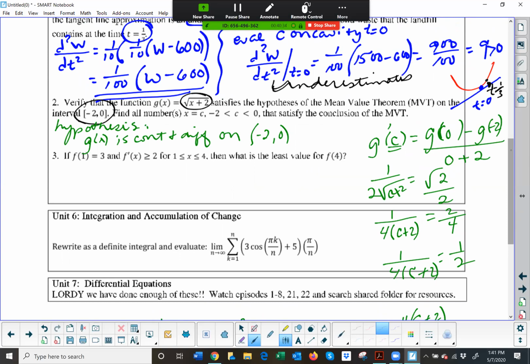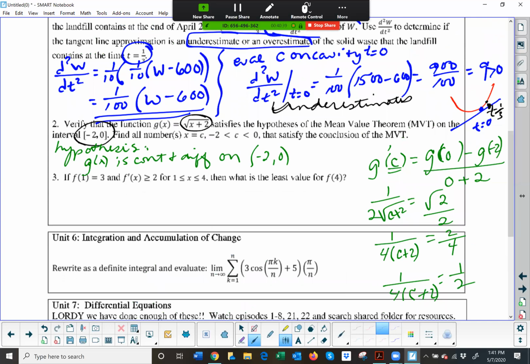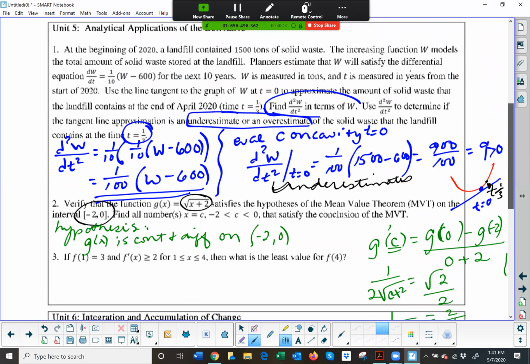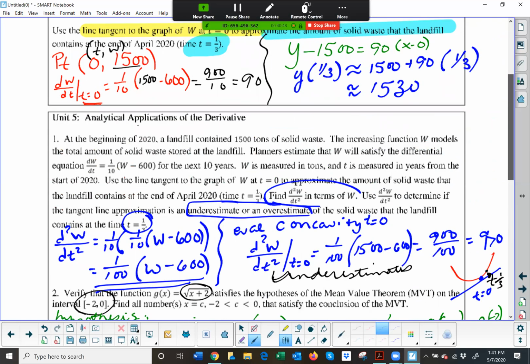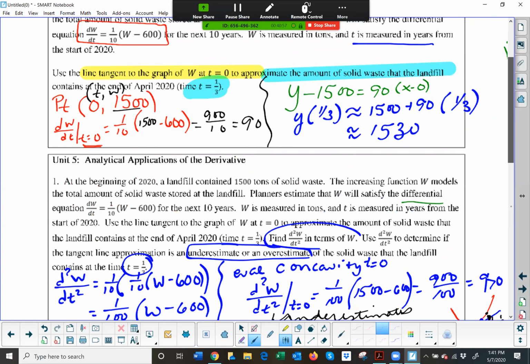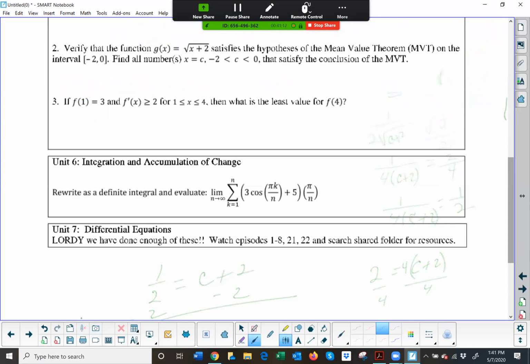And the main reason we were able to apply the mean value theorem is because we had a differentiable function. And I believe they talked about it being differentiable. Landfill waste, increasing function W, total amount of solid waste in the landfill. It has a differential equation for the next 10 years. So yeah, I think we're fine. Usually they make it a little bit more obvious that it's differentiable, like they usually state that it is, or it's a polynomial, or it's a nice little trig function, sine and cosine, where they're nice smooth curves. All right, what does part C, or part number 3 here say?